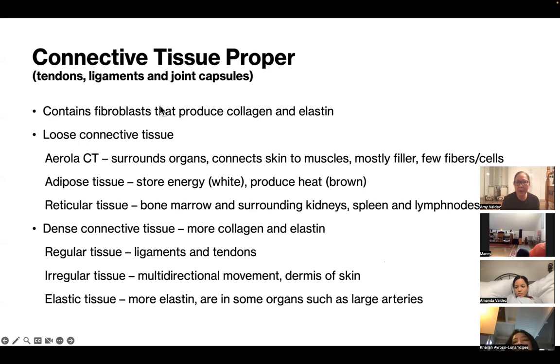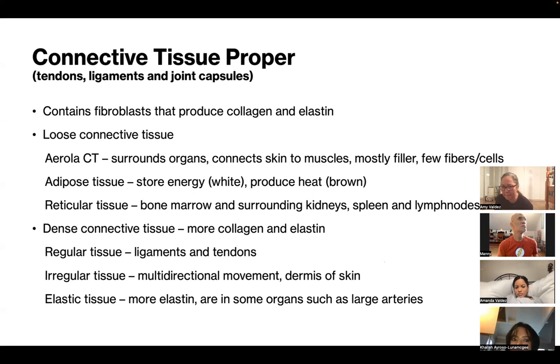So connective tissue proper. Now we're going to talk about the specific sets of connective tissue. These contain fibroblasts, as I said earlier, that produce collagen and elastin. Think of a fibroblast as a living cell, a human cell, that's like a little protein factory. And this is loose connective tissue. The loose connective tissue is the areolar tissue surrounding the organs, connecting skin to muscles, mostly filler and very few fibers. Adipose tissue stores energy, the white kind. I guess there's two kinds.